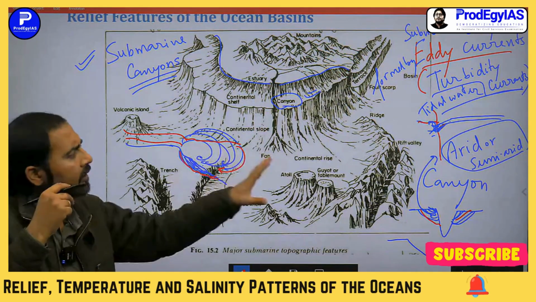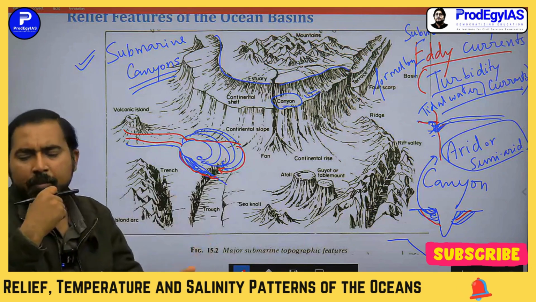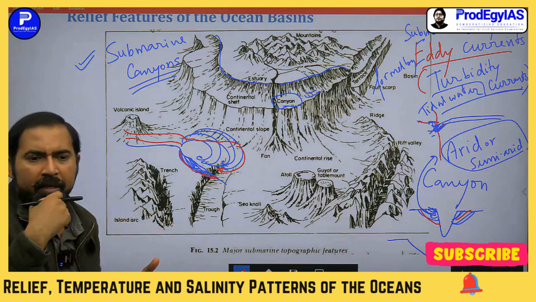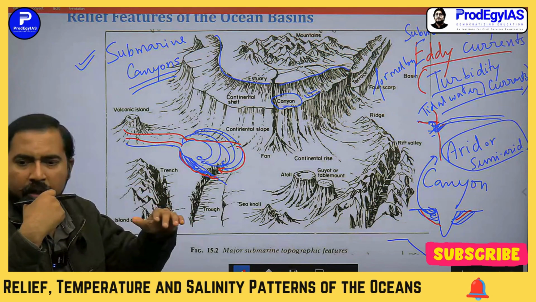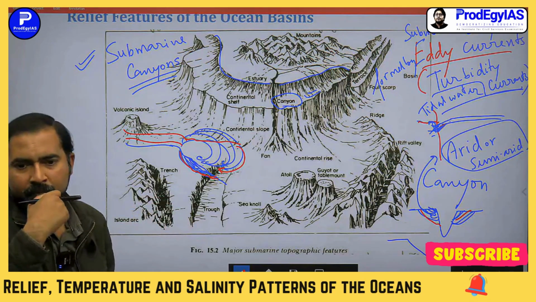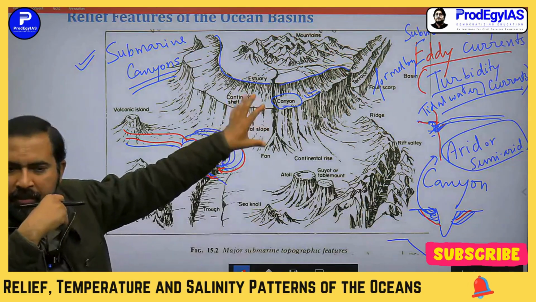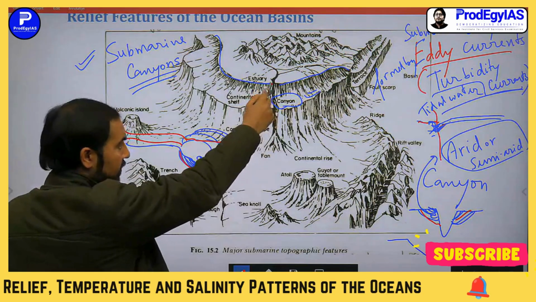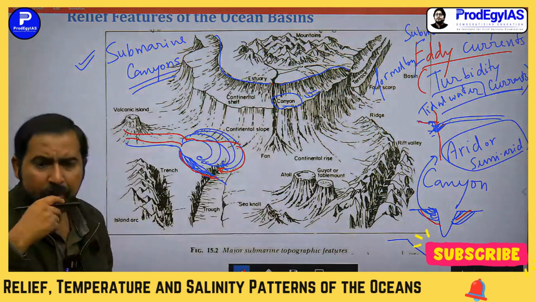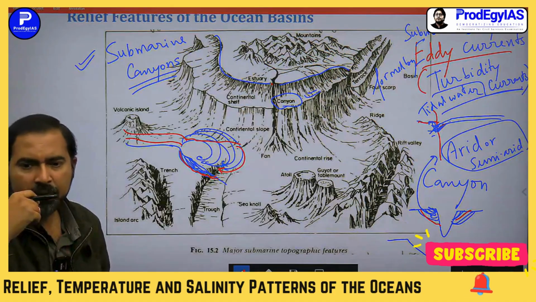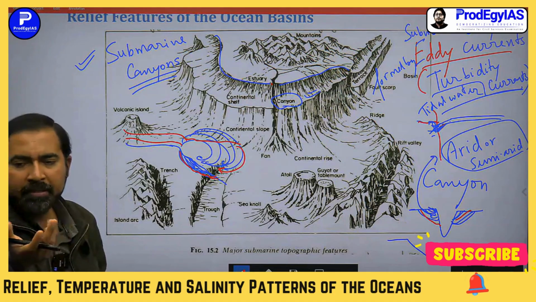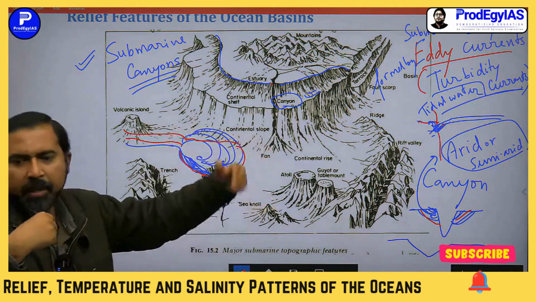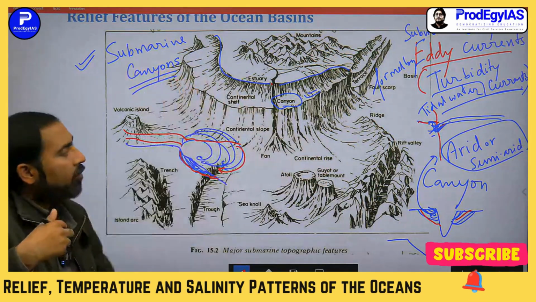So this is one hypothesis, and there is also a hypothesis that these submarine canyons might be formed by submarine underwater landslides. Because of some upheavals, some tectonic movements, some parts of this continental shelf and slope area might be broken in a landslide manner. So they might be formed by submarine landslides also. All these hypotheses have been put forward for submarine canyon formation.